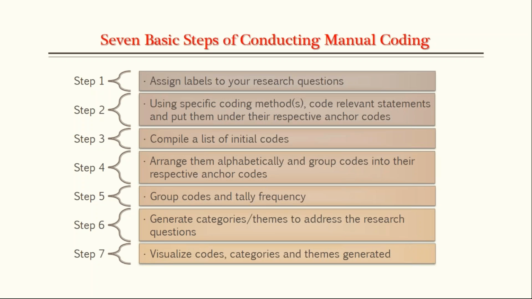The frequency is the number of times that a code is assigned to significant information that has been identified in the data. And the sixth step is to categorize the initial codes to develop categories and themes, and then move on to visualize your code categories and themes generated.